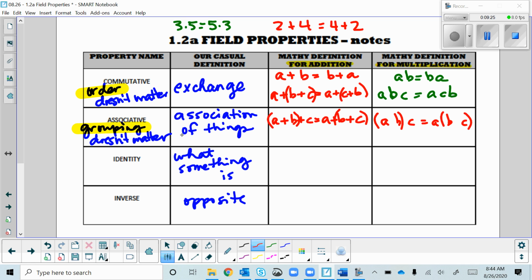For our identity property, for addition and multiplication, the idea of identity, we wrote for our casual definition, is what something is. And so for addition, if I'm starting with a number, let's just have some random number A, what do I need to add to it so that the number stays the same and it still is what it is? What number can you add to any other number that keeps it the same? 0. Right? So this property says if you add 0 to anything, you get that number back. You get what it still is.